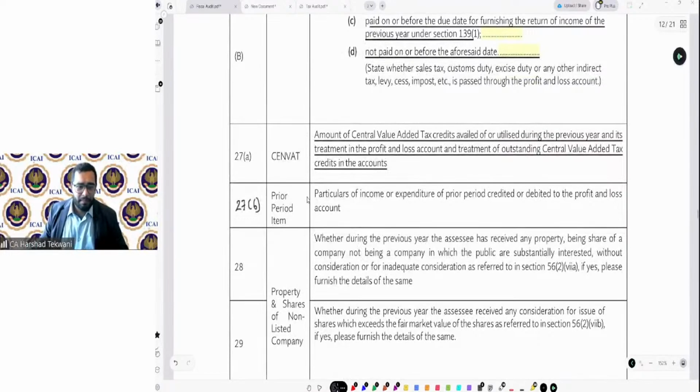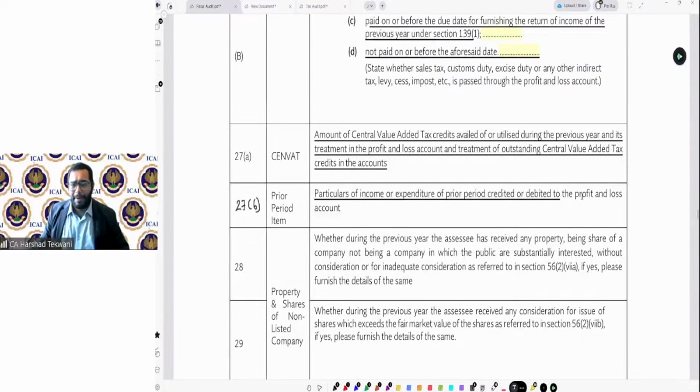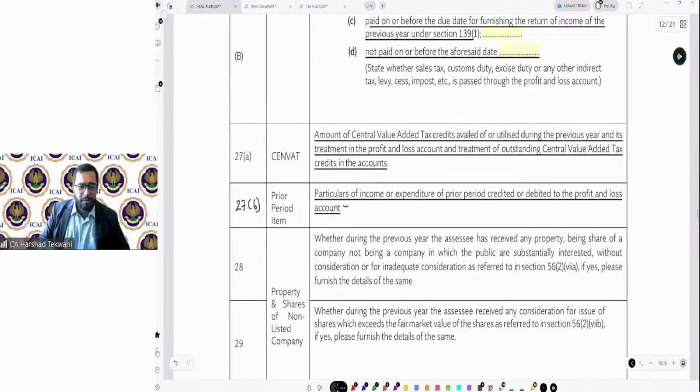Then 27B talks about particulars of income or expenditure of prior period credited to or debited to the profit and loss account. So any prior period expenditure or income, prior period item basically, credited or debited to P&L. If that is the case, then it is required to be reported over here.